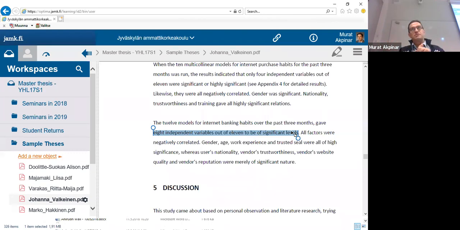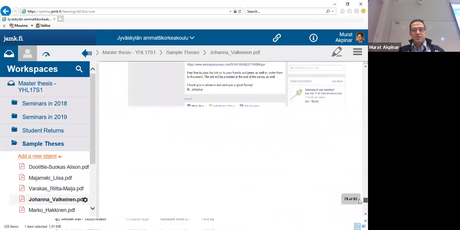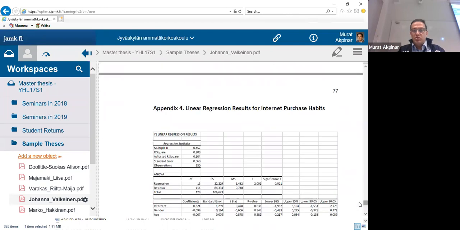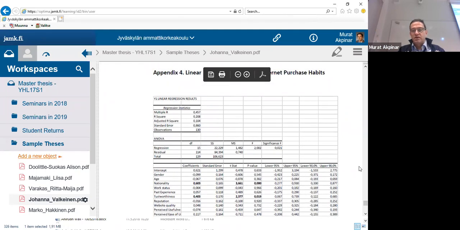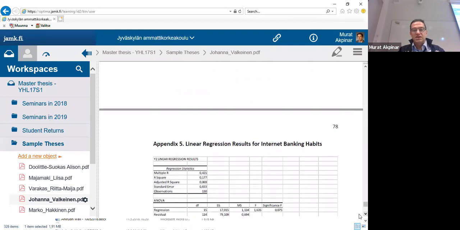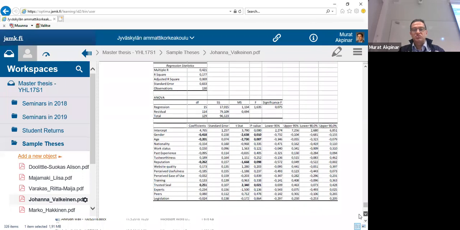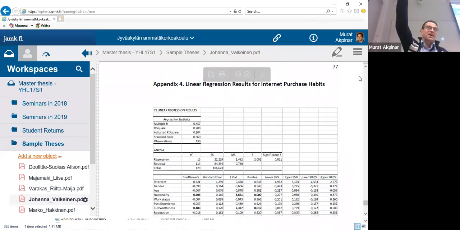So, she's showing the tables somewhere in the appendix. Yes, in appendix 4, you see the detailed results down here. This is also not a good way. I would put them in the results chapter, not in an appendix. The regression results are things that the reader would want to see. So appendix 4 and appendix 5, the regression results for internet purchase and internet banking, belong in the results chapter. These are not things you would put in the appendix.